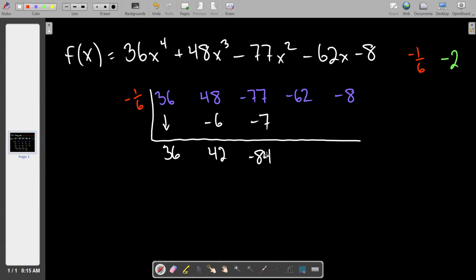-84. Okay, getting outside our comfort zone here. 84 divided by 6 is 14. So in this case, it is +14 because it's a negative times a negative. -62 plus 14. It's definitely still negative, right? It is -48. And then when we divide and multiply, 48 divided by 6 is 8. And it is positive because it's a negative times a negative. And hey, surprise, surprise, we got a 0.